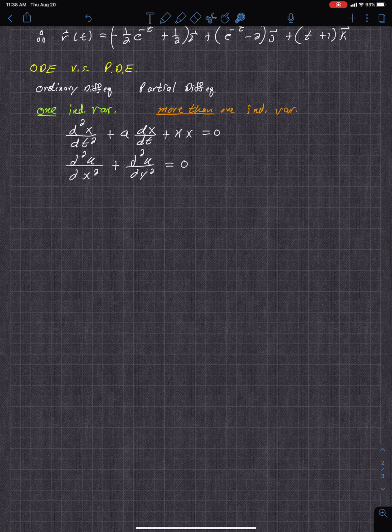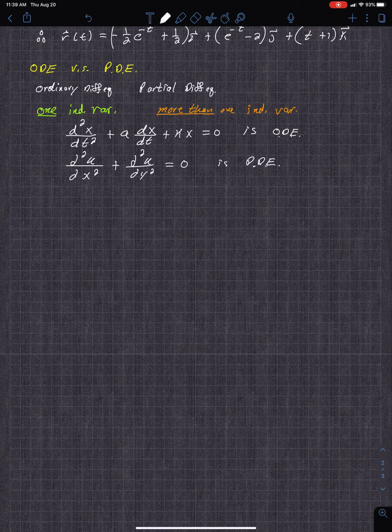What's the giveaway between PDE and ODE? It's really the partial symbol. You can't write this as dx. If you have different independent variables, x and y, then you wouldn't put d, you have to put the partial. That's really the giveaway, so it's not tough to see whether it's an ODE or PDE. This one is an ordinary differential equation, and this one is a partial differential equation. That should be pretty clear.